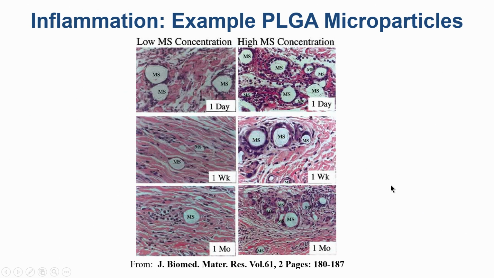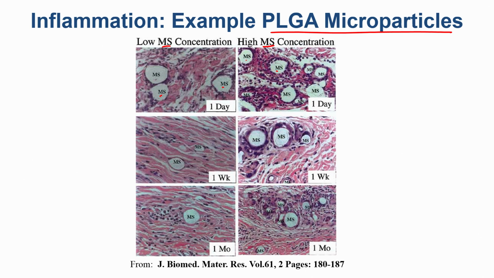So here are some examples, not necessarily for complement but in general inflammation. This is just showing how quantity can also matter. In this case you are using PLGA microparticles. You can see all these white regions marked MS are microspheres, and what you are seeing is you have two sets of animals in which in one you have put in a low concentration of PLGA microparticles and in another you put in a high concentration of PLGA microparticles, and even just that can really result in quite dramatic effects.